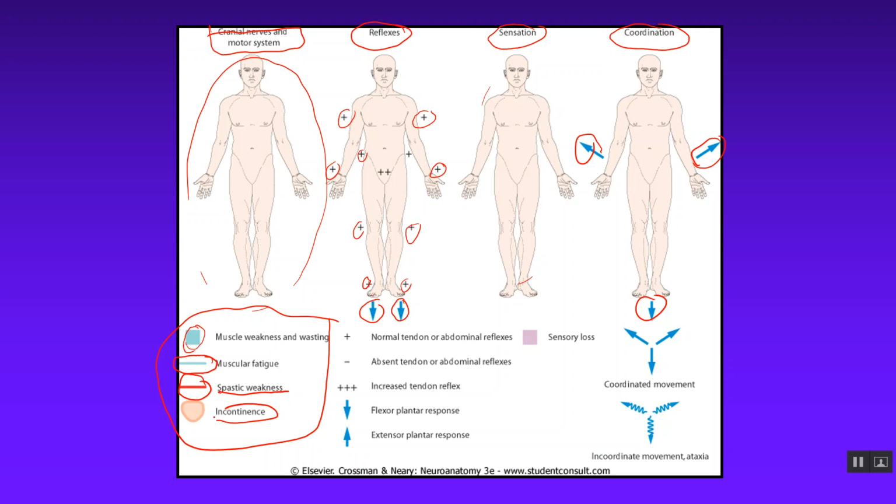And then also incontinence. So if they put a little bladder that looks all stretched out like that, it's supposed to be a bladder, I think. That looks like it's stretched out. It's just that they're incontinent, which is part of your motor system. Your motor system has to contract those sphincters.